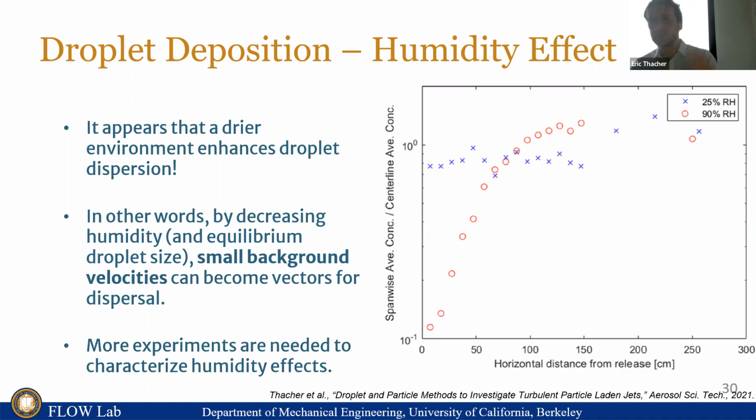But again, more experiments are needed. This is very preliminary work. I would have loved to have done this in a lot more detail, but this was a good test case to show that we can generate droplets, we can size droplets, and we can study where they deposit using the methods introduced in the paper. Hopefully these methods can be used by somebody else to do more experiments and characterize humidity effects much more thoroughly using different starting compounds, not just water and fluorescein salt.